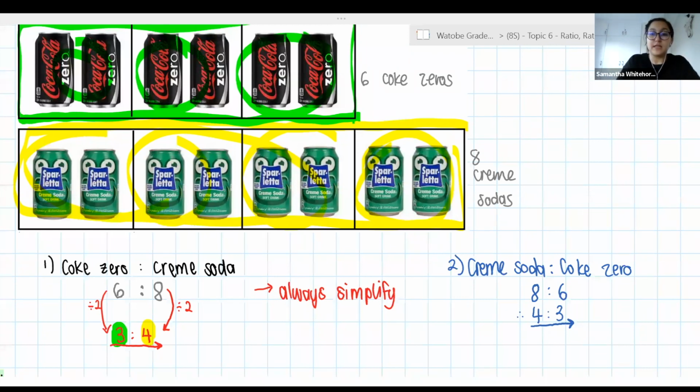Right, so I'm just going to wait there in case anyone wants to take a screenshot here. And then we're going to start having a look at simplifying some ratios and how we go about doing it.